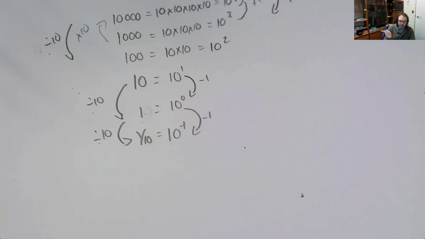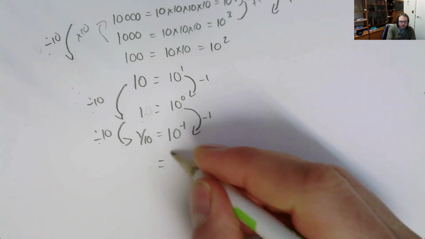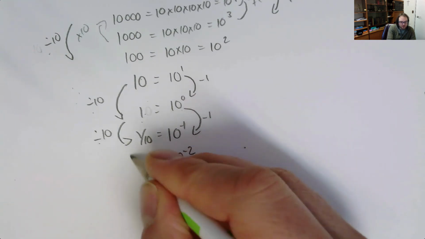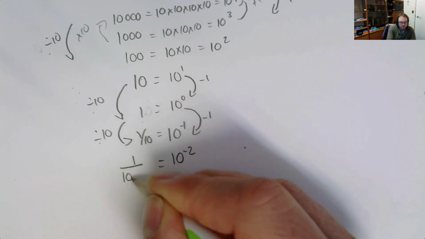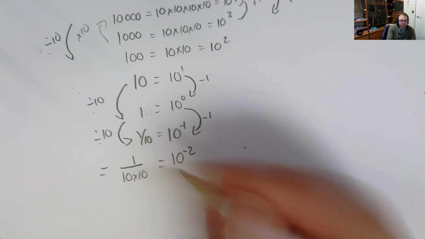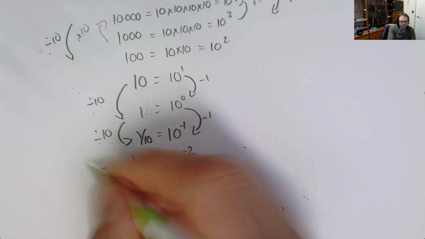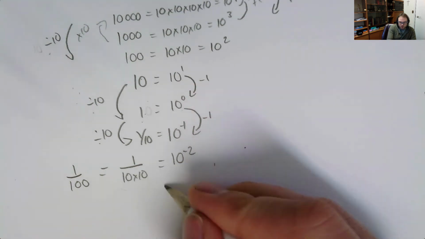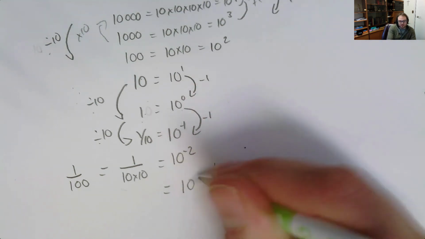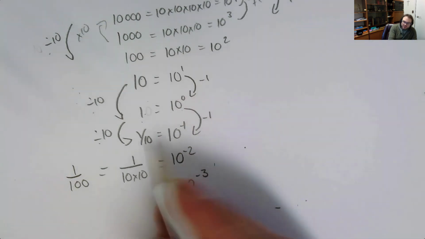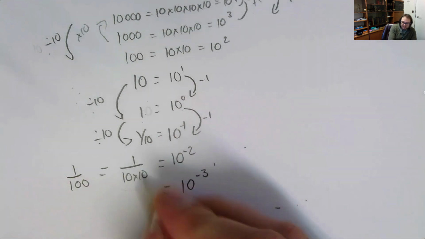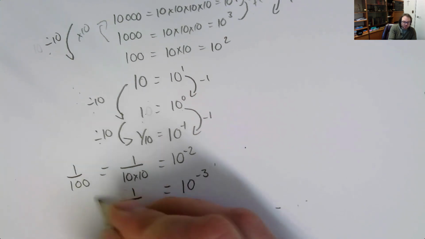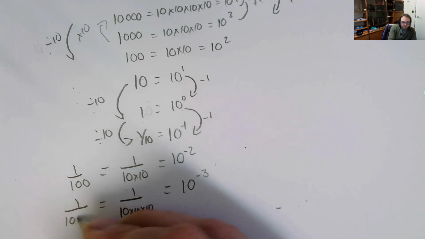Okay? Now, if I want to go down again, subtract 1 again, I'm going to get 10 to the negative 2. That's going to be 1 over 10 times 10, and 10 times 10 is 100, because I must divide by 10 again. It's going to be 1 over 100. Now I'm going to go down again. That's going to be 10 to the negative 3. Well, that means I must divide by 10 again. So I take this and divide by 10. So that's 1 over 10 times 10 times 10, which is the same thing as 1 divided by 1,000.